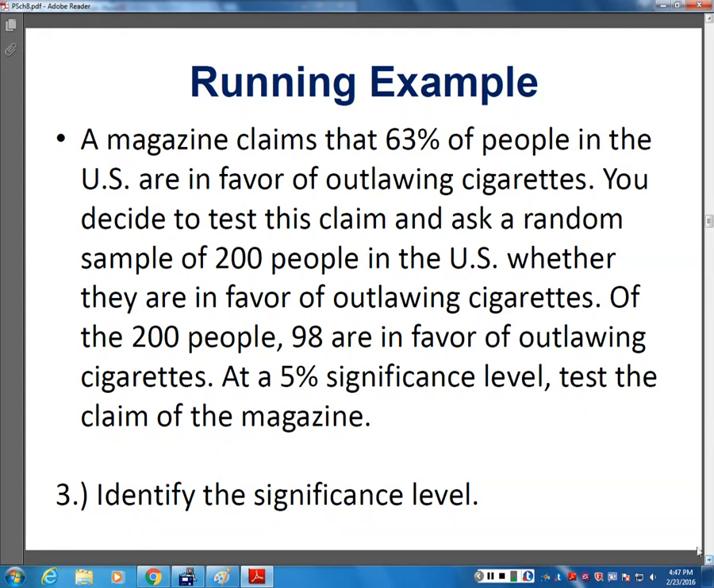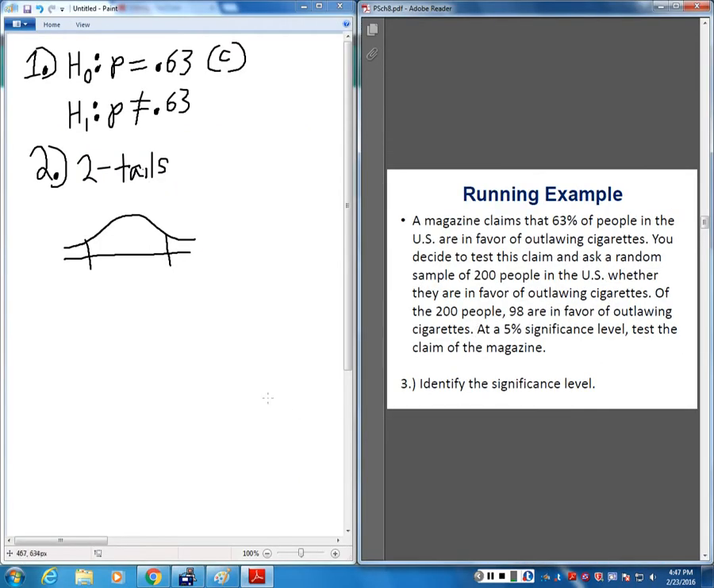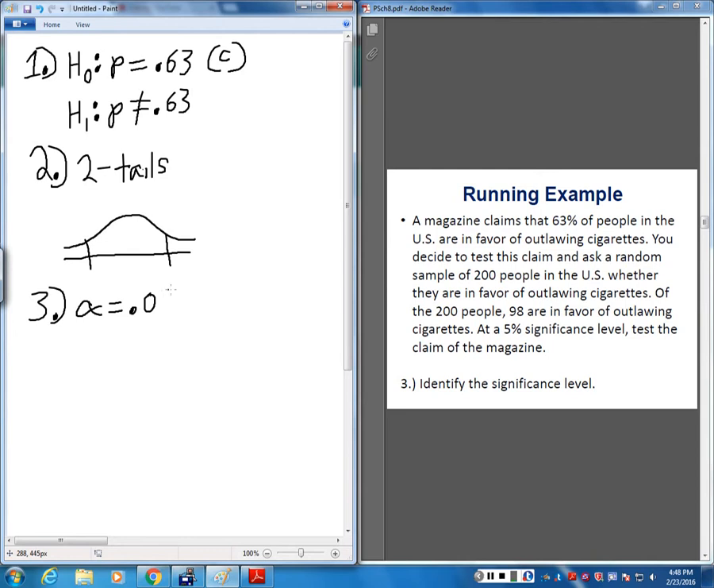Alright, so number 3 says to identify the significance level in our running example. The very last line of our running example says, at a 5% significance level, test the claim of the magazine. Oh, so the significance level, or alpha, will be 5%, or as a decimal, that's 0.05.